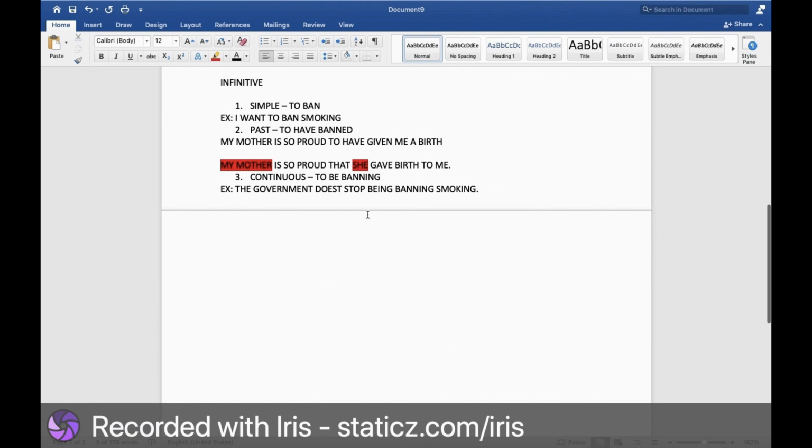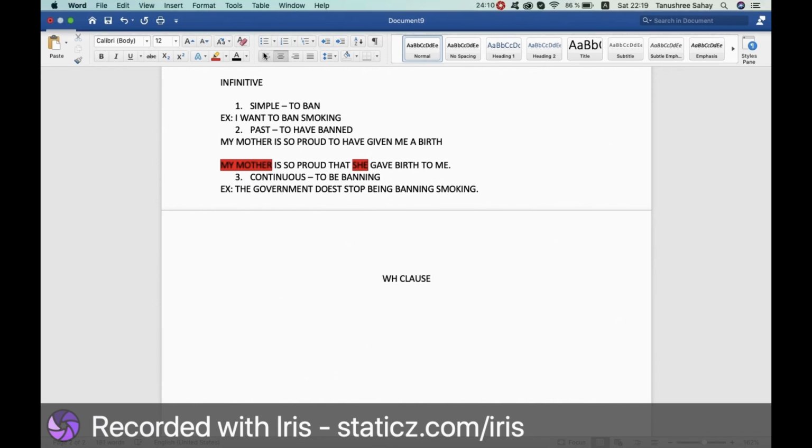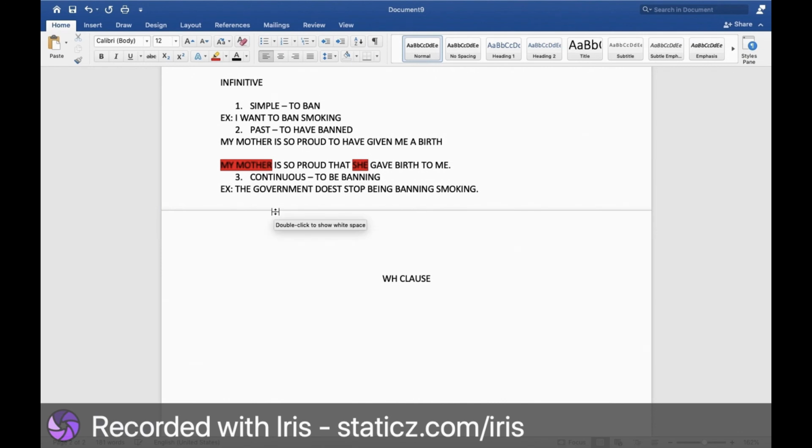Well, the last part of this object section is WH clause. Also, in place of object, we can use WH clause. So what is a WH clause? A WH clause is a sentence in place of object connected to the main sentence using the following conjunctions. We can use how, it's the most common one. We can use what, and you can also use which or where, but most of the time, we use how and what.